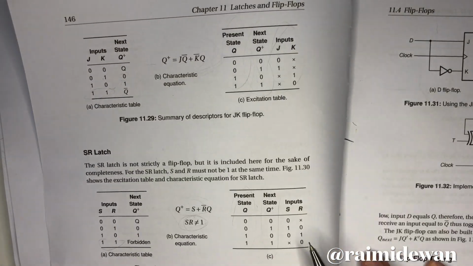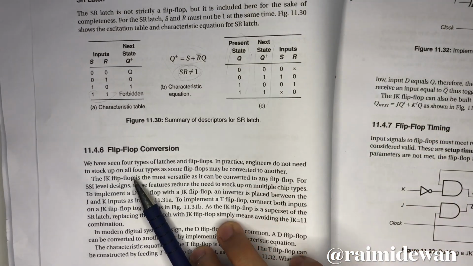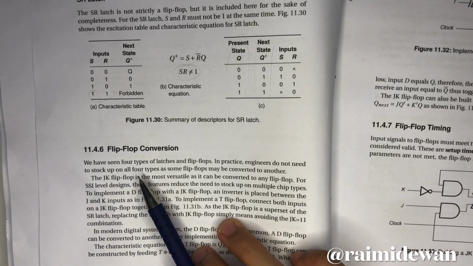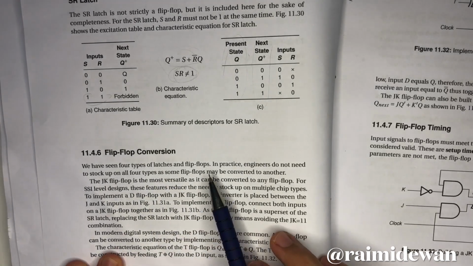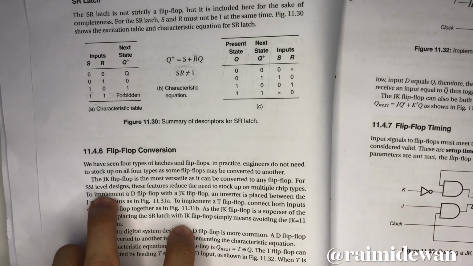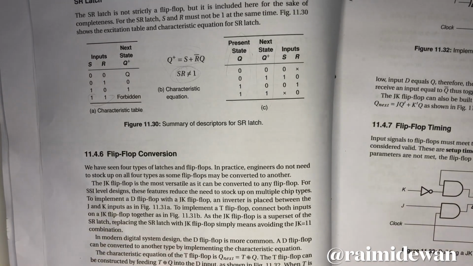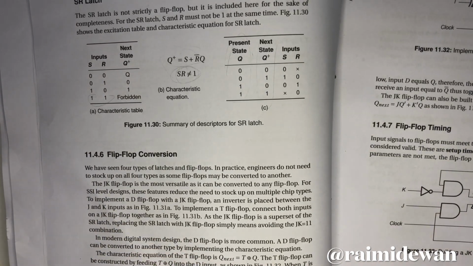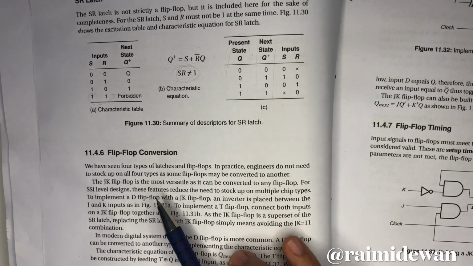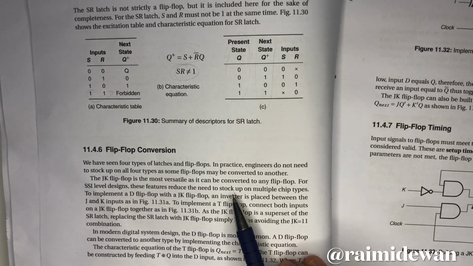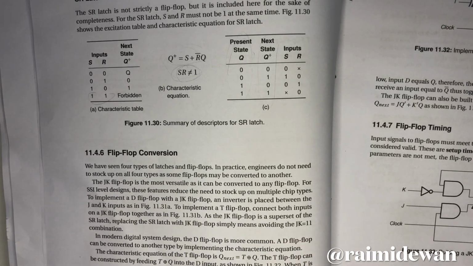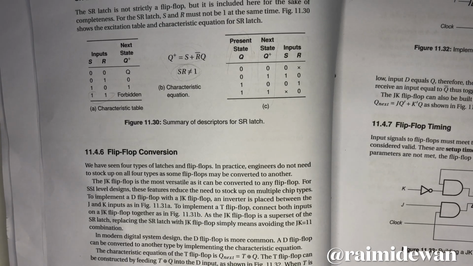Now, flip-flop conversions. We have seen four types of latches and flip-flops. In practice, engineers do not need to stock all types. We can use the JK flip-flop to obtain other types of flip-flops. For SSI level design, this feature reduces the need to stock up. Of course, if we can use one general flip-flop to make another flip-flop, it contributes to great cost reductions.